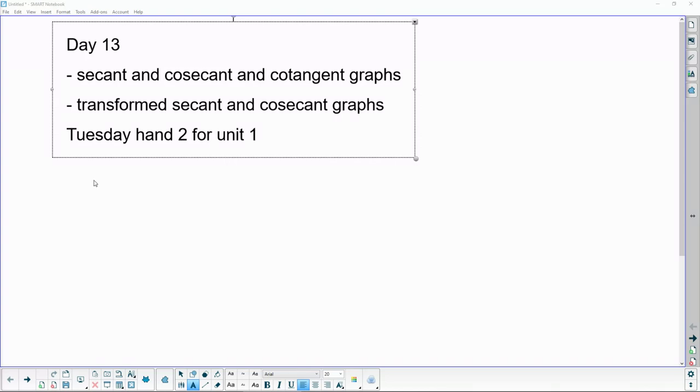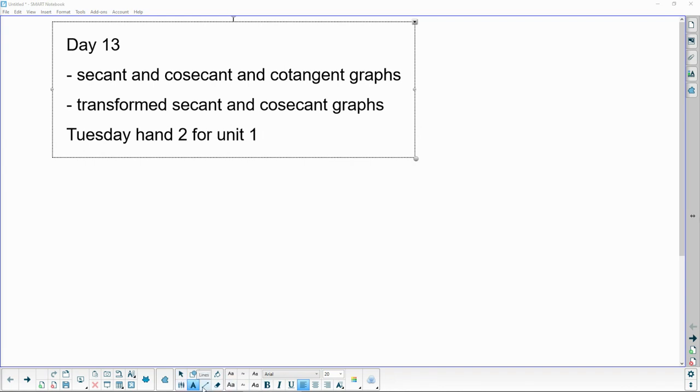Okay, so today's fairly short class. The last concept today is secant, cosecant, and cotangent graphs and what they look like. We're going to look at secant and cosecant first because they're the easiest ones to do, and there's basically one thing to remember.